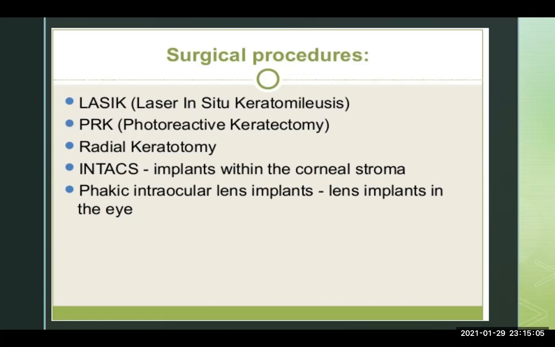Radial keratotomy and INTACS are for cases of corneal astigmatism, as in keratoconus. Phakic intraocular lens implants are placed inside of the eye if the corneal procedure or laser-based procedures are not suitable for this patient.